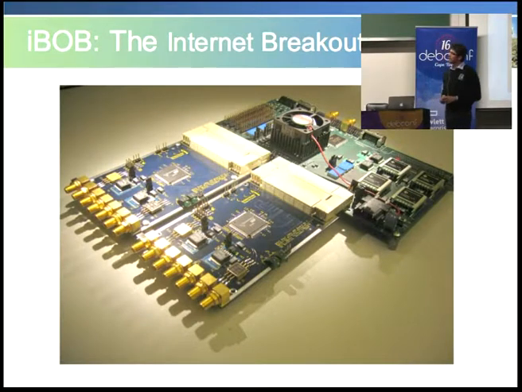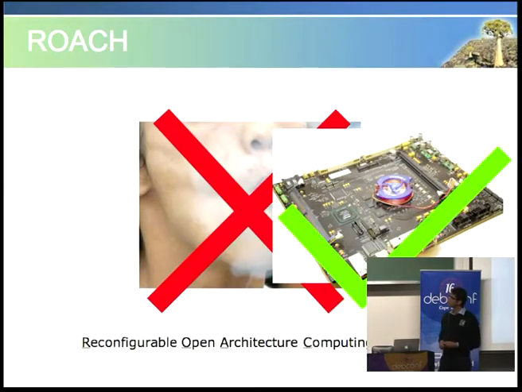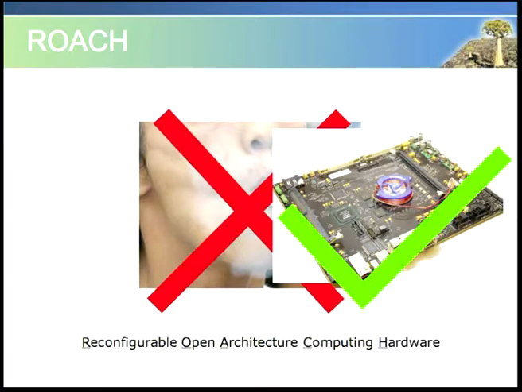But the problem with that thing was there was no way to get analog signals into it. So you couldn't digitize your antenna data. So then they built this other thing called the Internet Breakout Board, whose sole purpose it was to digitize signals and get it into the BEE2s for processing. And that worked well enough. But we thought, oh, my animations aren't working so well, sorry.